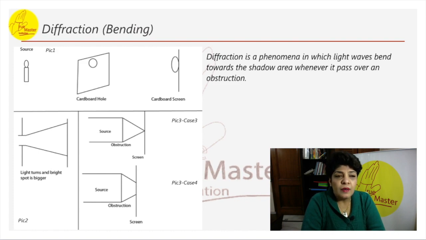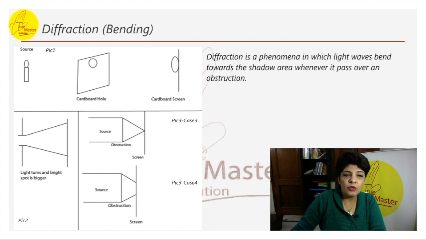In picture 1, we have taken a candle as a source of light that will pass through the cardboard hole and fall on the screen. This hole is actually small. So what we have taken here is a candle, a cardboard, and this is the cardboard screen. So the hole is small. When the light passes through it, we will observe that on the cardboard screen, this impression of the light is a little bigger. So this is diffraction because the light has actually bent from here.